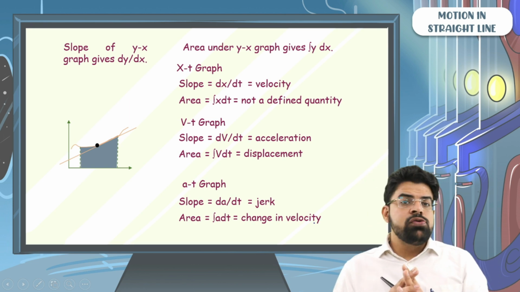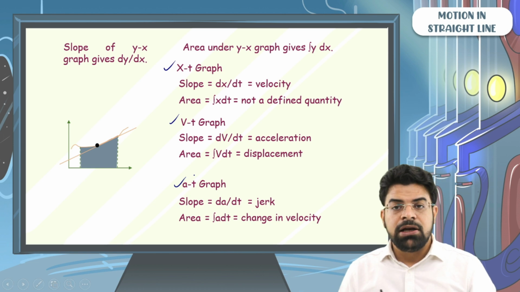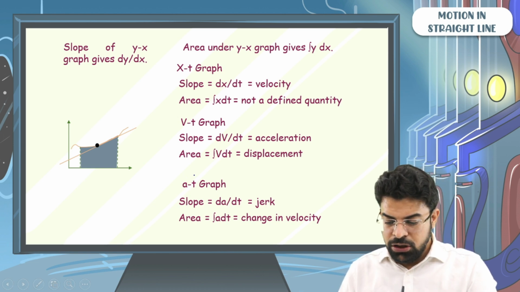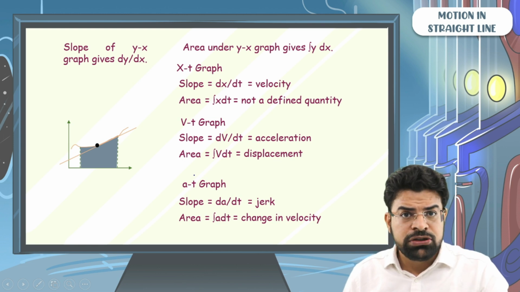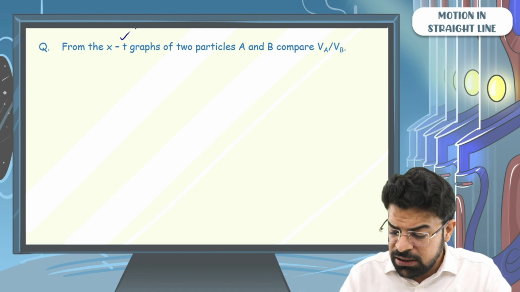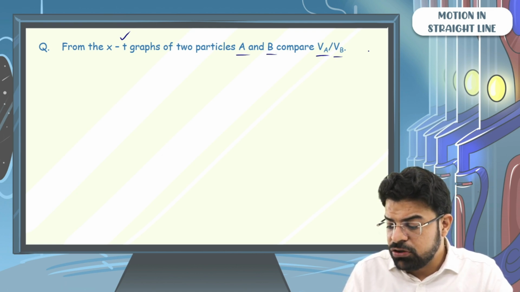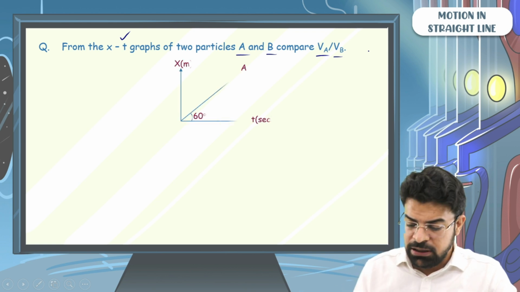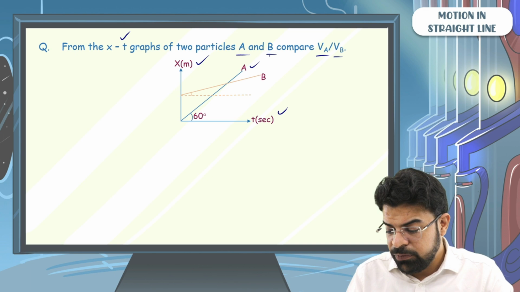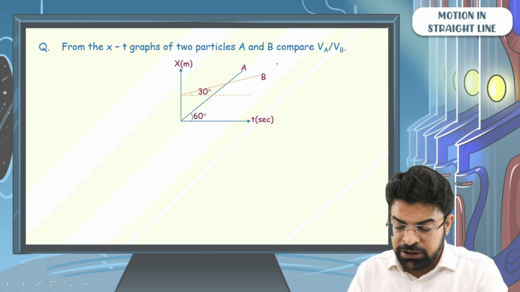I would like you to pause the video here and memorize these things before you attempt any question on graphs. So now let's practice some questions based on graphs. The first problem. From the xt graph of two particles A and B, compare the velocity of A and B. Here in the graph we have the position time graph of two particles, particle A and particle B. You need to find the ratio of their velocity.